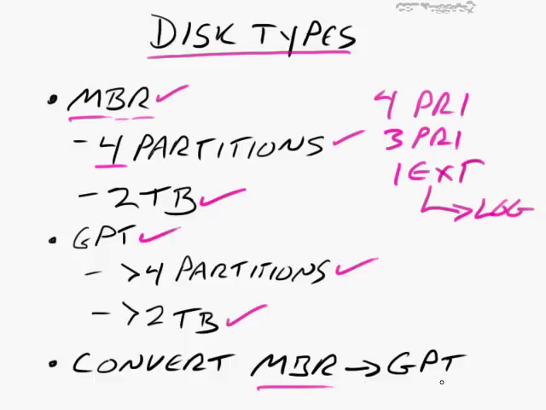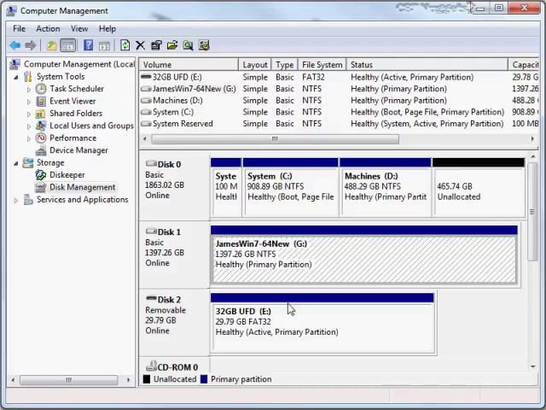Now, you can convert a master boot record type of disk to a GPT if you wanted to. Again, I don't really see a lot of reason for doing that, but certainly you could. The key about converting from MBR to GPT, and by the way, you can also go the other direction, you could also go from a GPT to an MBR, is that in order to do so, you cannot have any existing partitions on the disk.